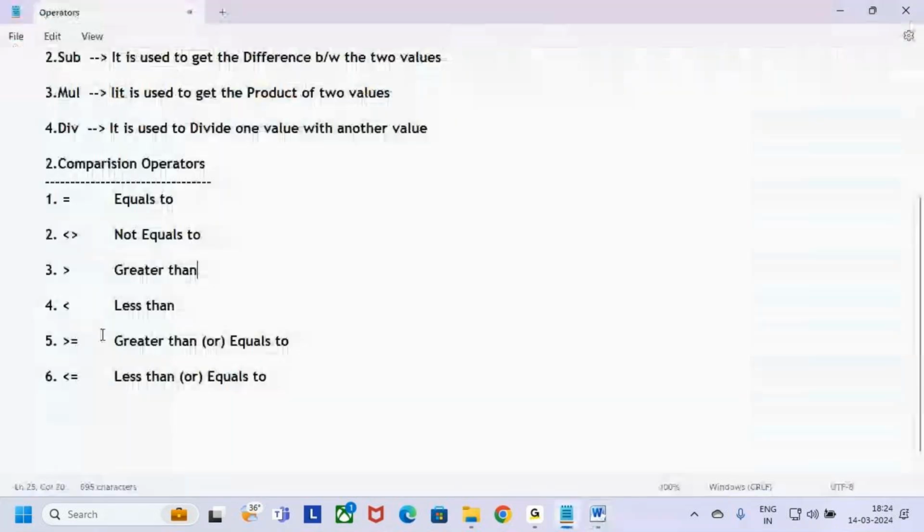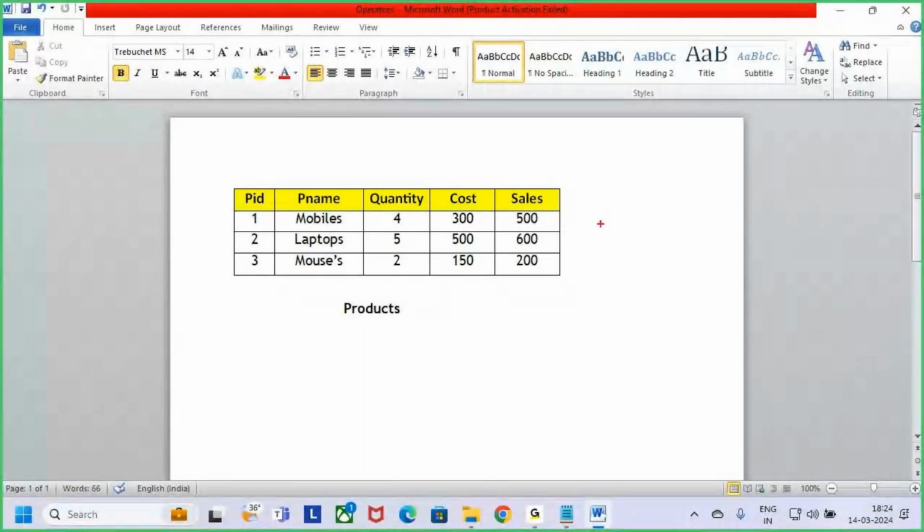And next one is greater than or equals to. Let's say now my requirement is the same condition, guys. Now I want to find the product details where the cost price is greater than or equals to 300. How many products are there with cost price greater than or equals to 300? Two products. What are those two products? One is mobiles, second one is laptops. These are the two products where the cost price is greater than or equals to 300.